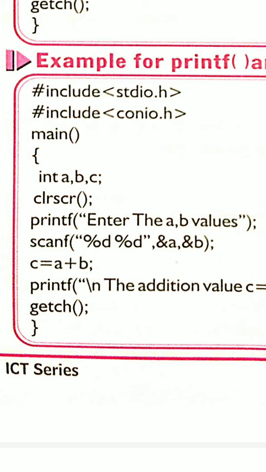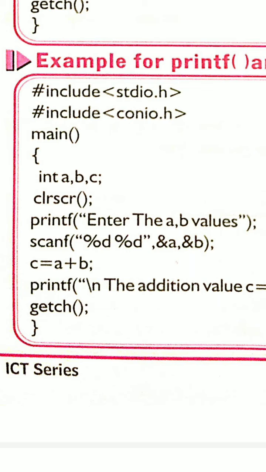The next statement is clrscr, which clears the screen before showing your output. Already the previous user would have created so many outputs that will be there in the console screen. So if you use clrscr, it will clear the screen for your output. Now it is showing you the text: enter a and b value. This will be displayed when you compile and run this program.